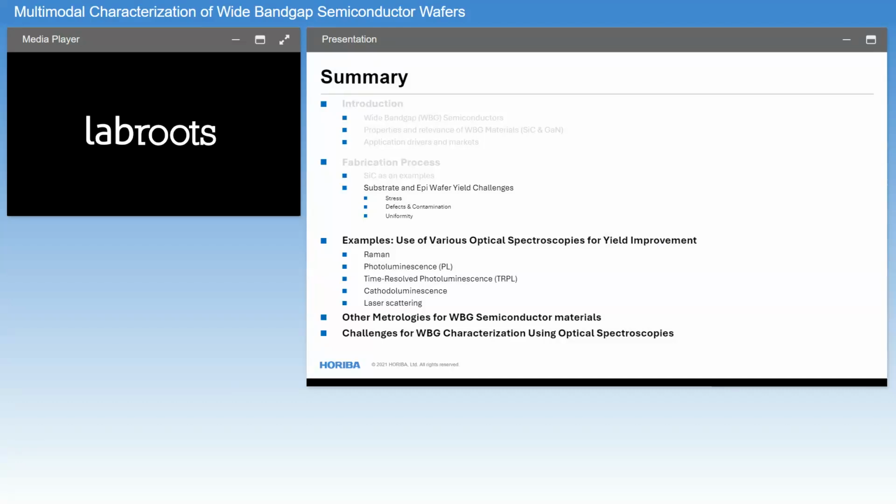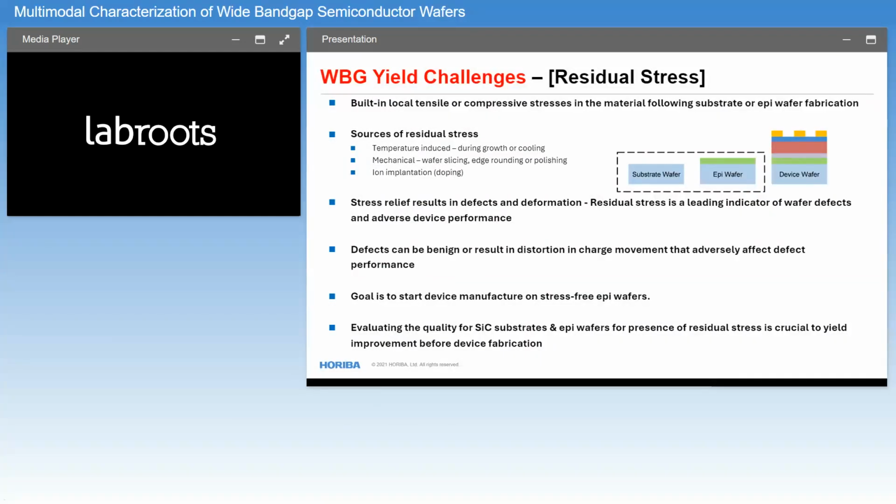So what are the key challenges that we want to focus on today? Now let's start with residual stress, which are built-in local tensile or compressive forces in the material following substrate or epi wafer fabrication. These stresses can result from many sources. Now you will recall that fabrication of silicon carbide wafers is a high temperature sublimation process over 2000 degrees. And sometimes there can be gradients in both the growth or the cooling phases that can result in these residual stresses building up in the material. Other sources of stress could come from the mechanical slicing and polishing processes, or even ion implantation during doping.